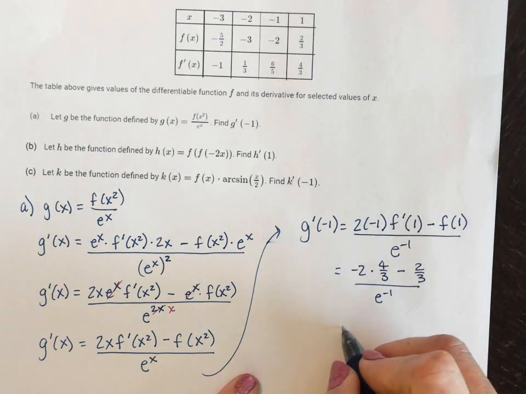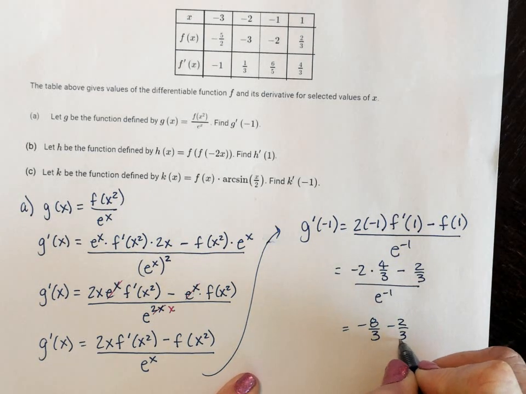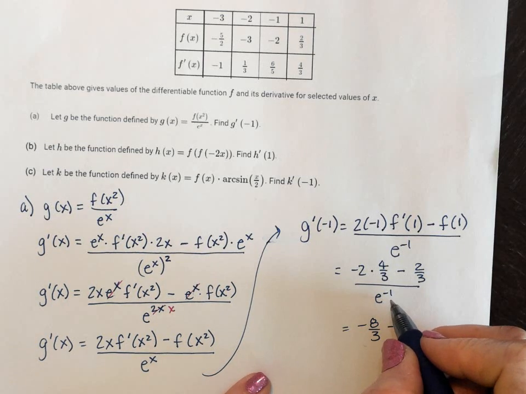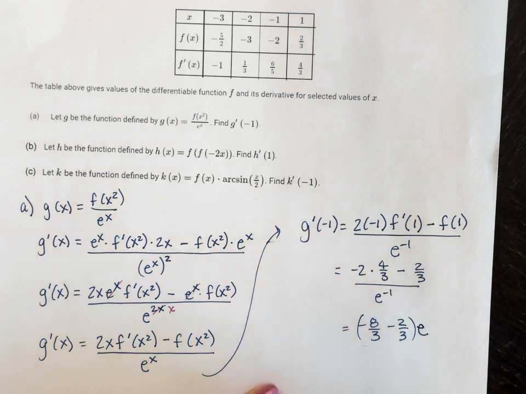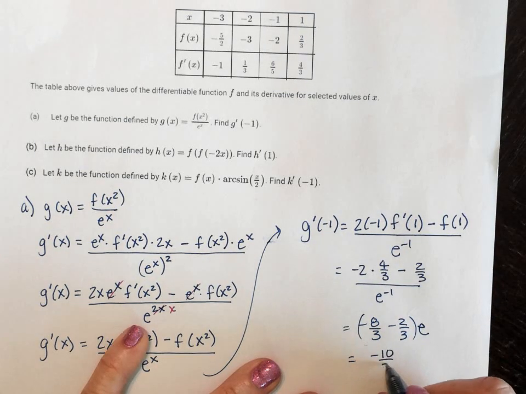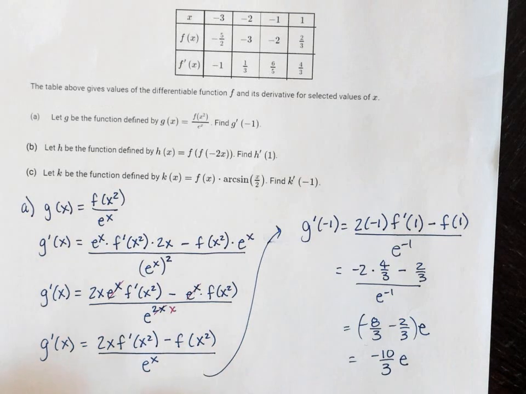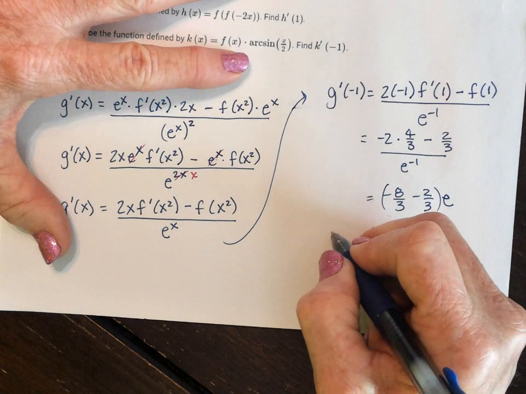And let's see, this will give us -8/3 minus 2/3 divided by e to the -1, which is times e. And this gives us -10/3 e. There is your g prime of -1.